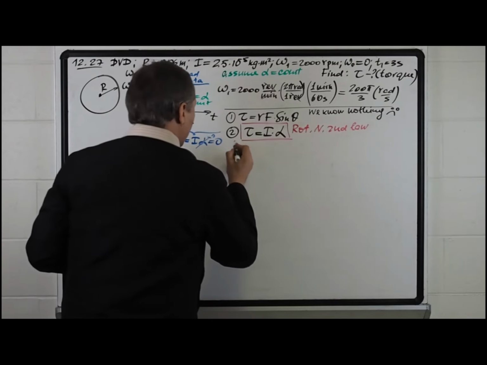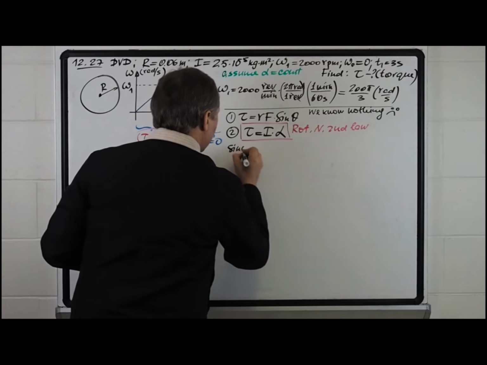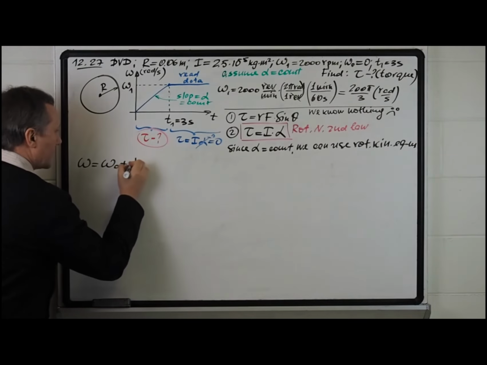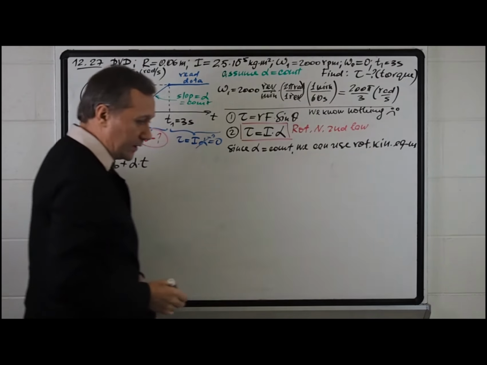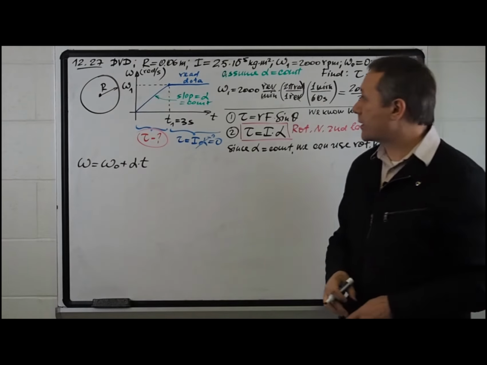Let me write something about this. So, since alpha is constant, we can use rotational kinematic equations. Right. And I'm going to use this one: omega equals omega naught plus alpha times t. It's in general, right? In general, first rotational kinematic equations.